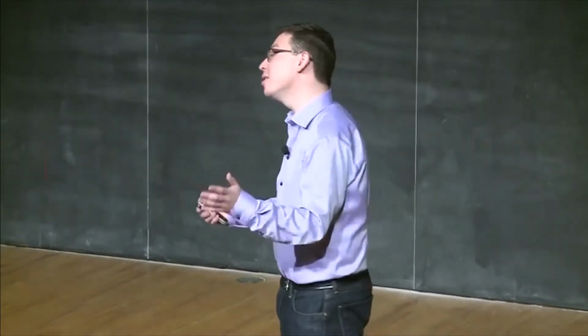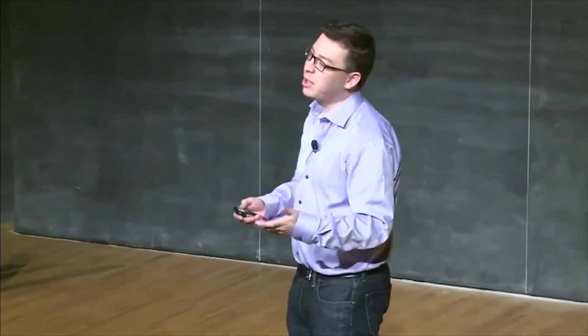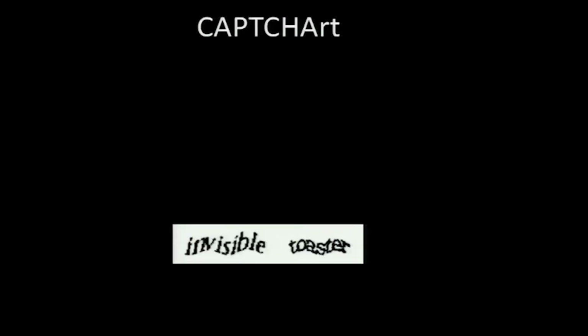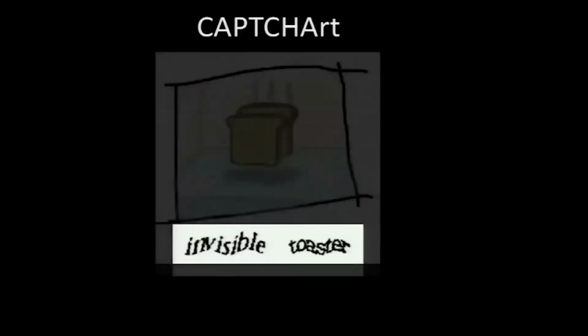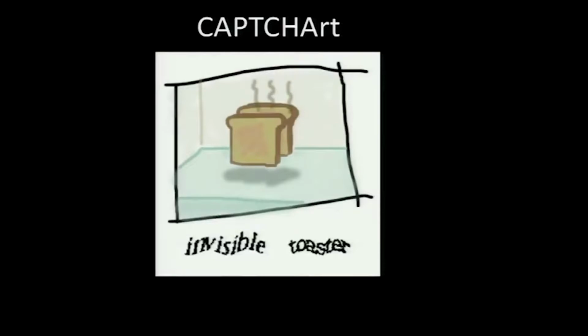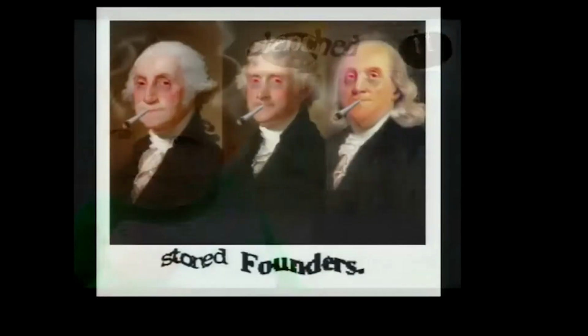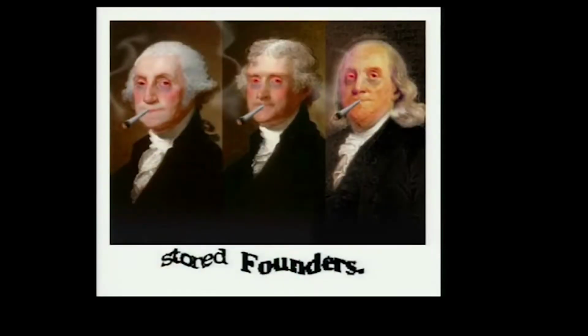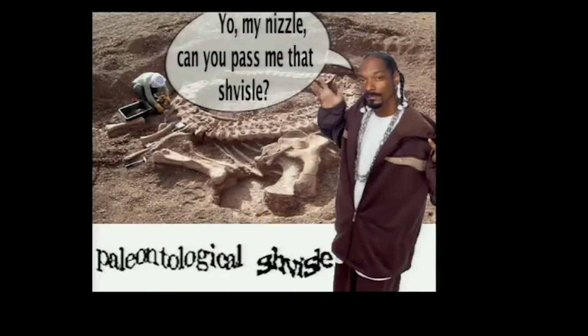Here's how it works. Imagine you're using the internet and you see a CAPTCHA that you think is somewhat peculiar, like this CAPTCHA. Then what you're supposed to do is take a screenshot of it. Then, of course, you fill out the CAPTCHA because you help us digitize a book. But first you take a screenshot, and then you draw something that is related to it. That's how it works. There are tens of thousands of these. Some of them are very cute. Some of them are funnier. And some of them, like paleontological schwizzle, they contain Snoop Dogg.